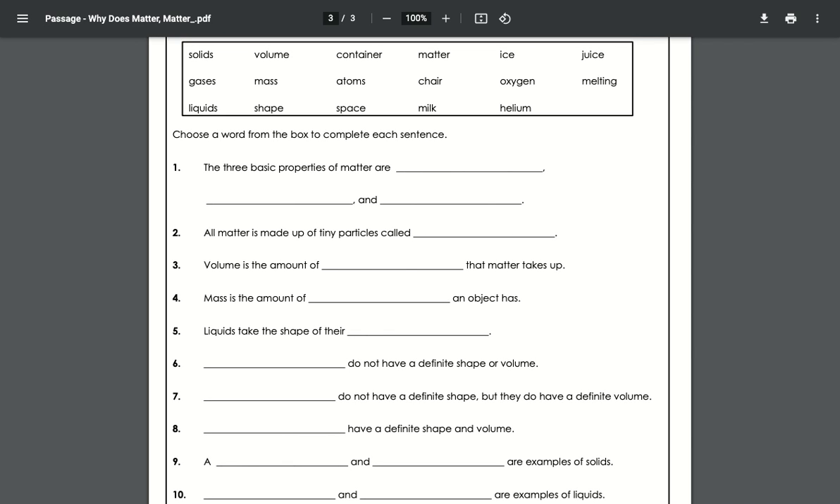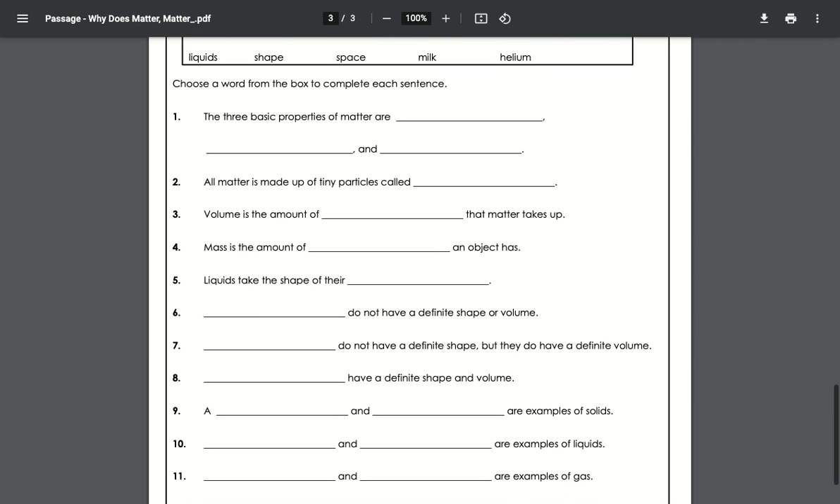Number one, the three basic properties of matter are blank, blank, and blank. Number two, all matter is made up of tiny particles called blank. Number three, volume is the amount of blank that matter takes up. Number four, mass is the amount of blank an object has. Number five, liquids take the shape of their blank.